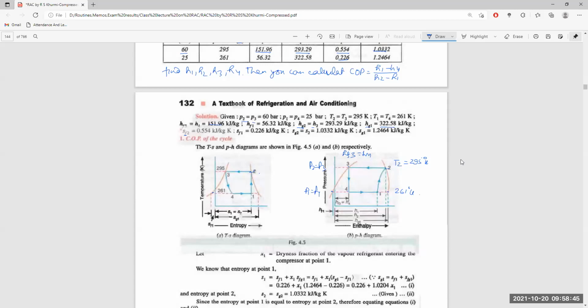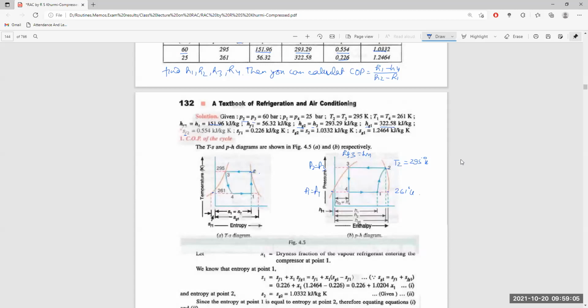So we got H1, we have got H2 and Hf3 itself. If you put all of them one by one in the refrigerant table, we get the COP equal to 4.306 itself.